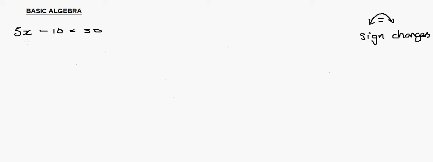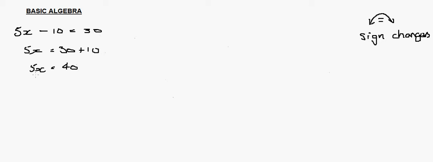I want to know what x equals, so I need to move this minus 10 over to the other side. So 5x equals 30. Now because the minus 10 has come over here, remember the sign changes, so it becomes plus 10. So 5x will equal 30 plus 10 is 40.